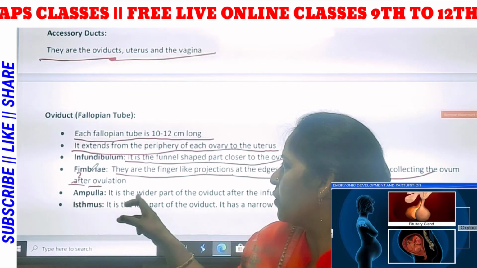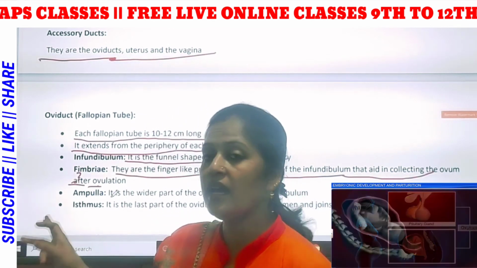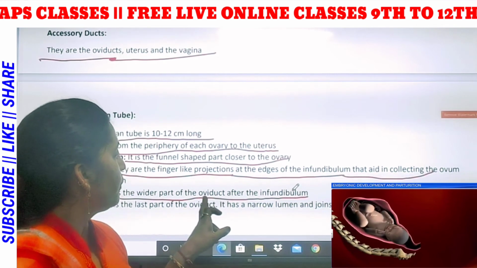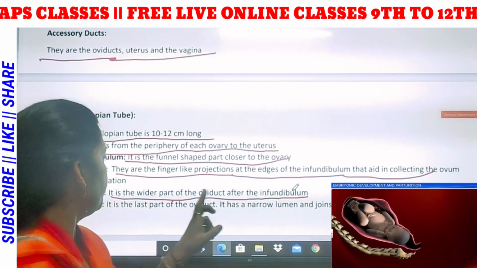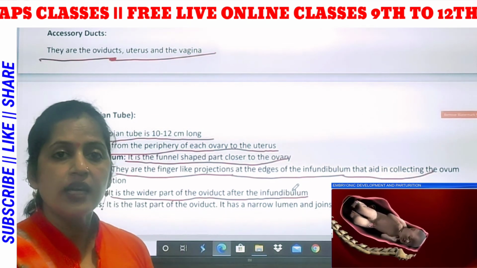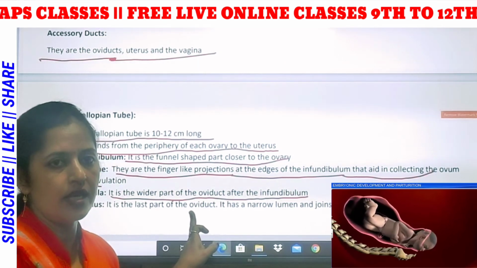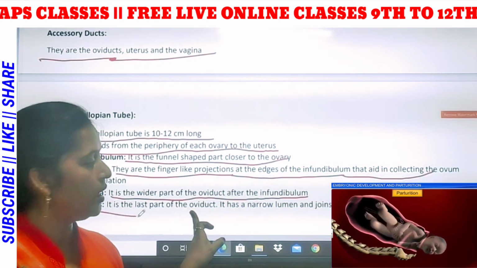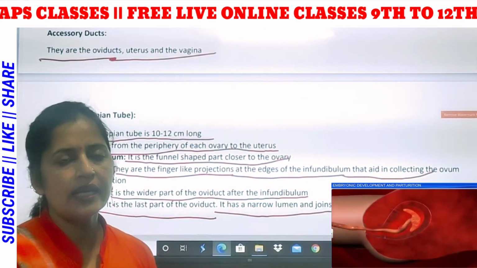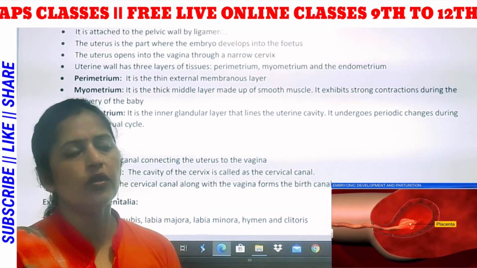Next, ampulla. It is a wider part of the oviduct, after the infundibulum. The wider part of the oviduct after the infundibulum is the ampulla. Next, isthmus. It is the last part of the oviduct and it has a narrow lumen and joins the uterus. It joins with the uterus.